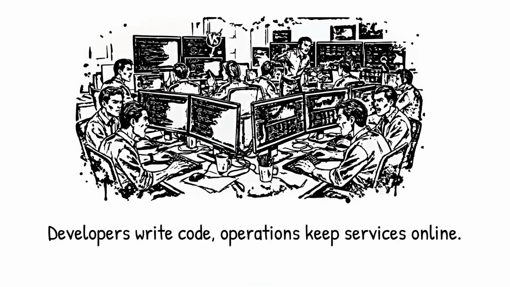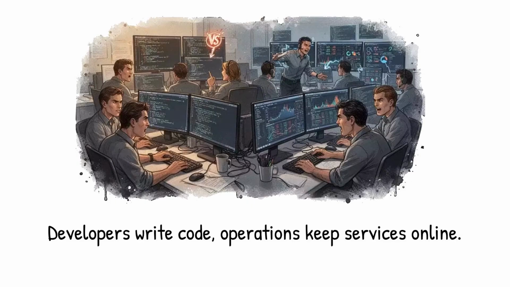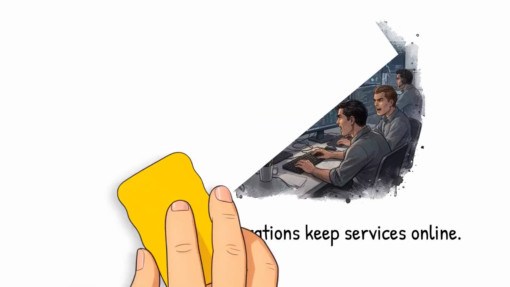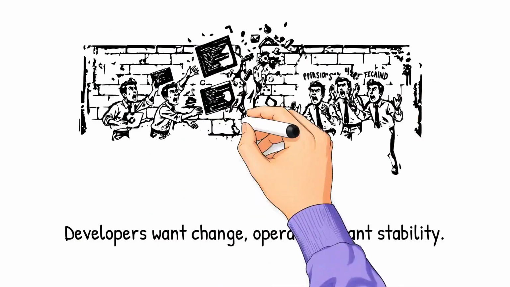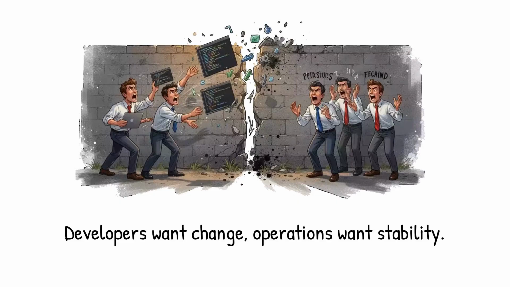Now here's the problem. Developers want to move fast, release features, make changes quickly. But operations wants stability, no downtime, nothing breaking. One side wants change. The other side wants things to stay still, and that creates conflict. For many years, these two teams worked separately. Developers would write the code, then pass it to operations. People call this throwing code over the wall.